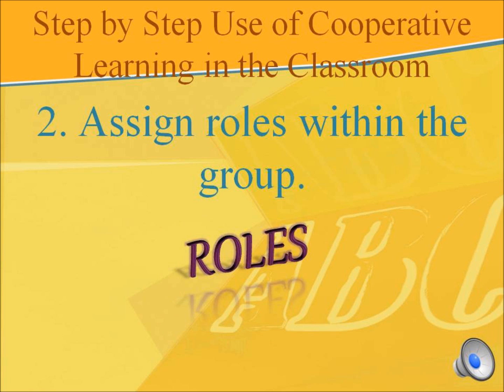The second step is to assign roles within the group. Randomly hand the team members a card that assigns them their identity in the group and what their role entails. Examples of roles are leader, note taker, and timekeeper. Great roles for English language learners can be artist, mime, or translator.